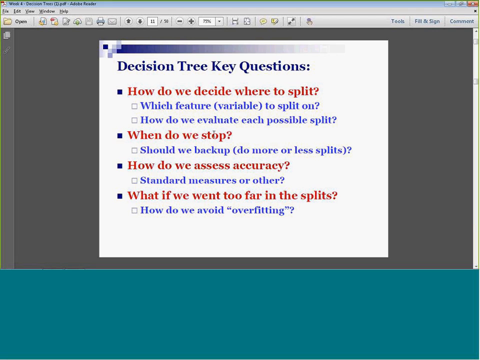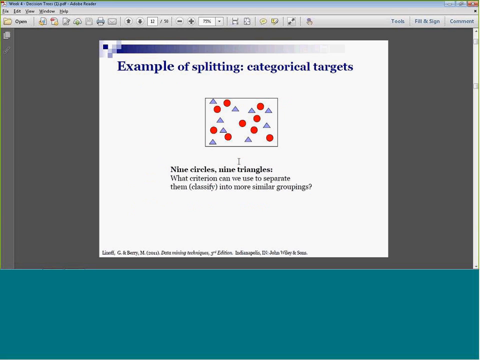We'll talk about that in a minute, because there can be a significant problem with overfitting in decision trees. We'll come back to that. How do we assess accuracy? Do we use the standard measures, or are there some other measures? What if we go too far in the splits? What if we do find that we have overtraining or overfitting? What do we do? There are ways to avoid that. Many of those are built into SAS Enterprise Miner, which is great, and you'll realize the value of that more so at the end of next week. But we'll talk a little bit about that tonight.